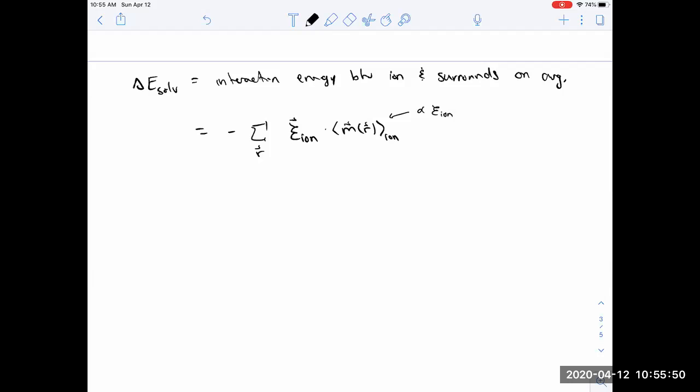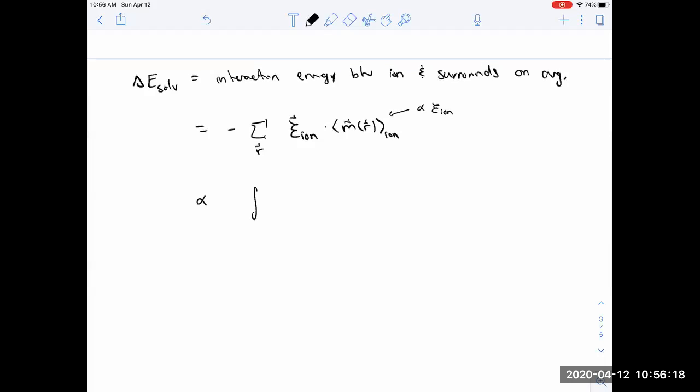Now, of course, as we just discussed, the size of the dipole generated in response to the ion is proportional to the field generated by the ion. This whole process will scale like the field of the ion squared. So this should be proportional to summing over all spatial cells, which is like integrating. So I integrate over all space.